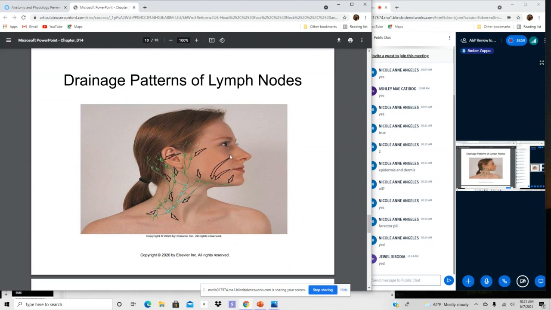It's important for us to recognize the patterns of the flow of the lymphatic system. So remember that it flows from the center of the face outwards. And as it goes down here, it will actually drain into the subclavian and internal jugular vein.